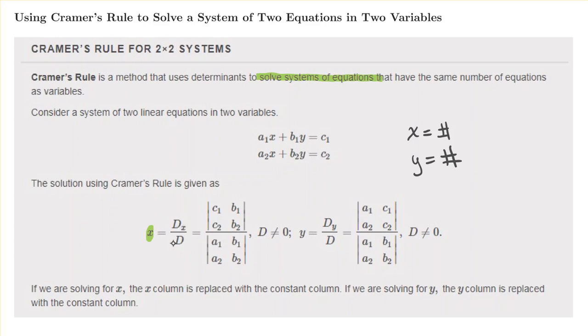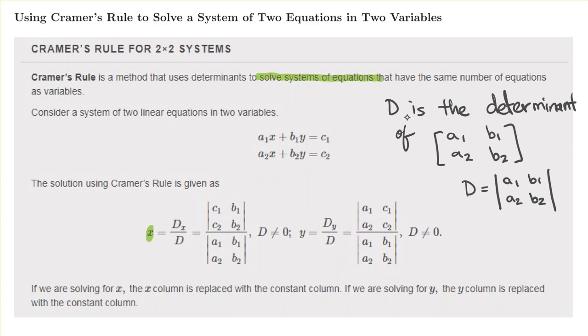To begin, we'll start with the expression on the bottom just because it's most familiar to us. We notice this is just D, and here D represents the determinant of the following matrix. So D is the determinant of the matrix a1, b1, the coefficient of the x of the first equation, coefficient of the y of the first equation, a2, b2, coefficient of the x of the second equation, coefficient of the y of the second equation. And we know the determinant would be a1 times b2 minus a2 times b1. So that's what this D is.